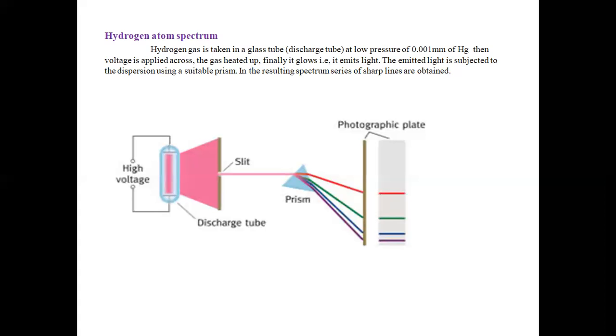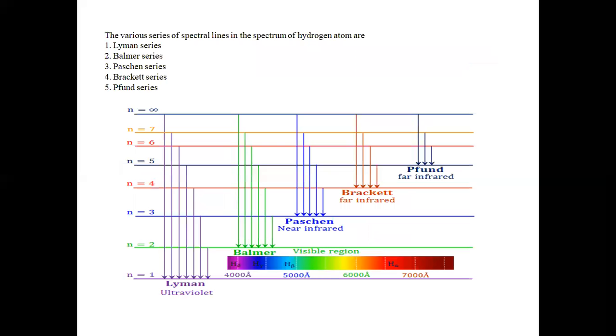The various possibilities by which the electrons fall back from various excited state energy levels to the lower energy levels is called electronic transitions. You can see here in the diagram, these are the energy levels. We have given n equal to 1, 2, 3. These are the different energy levels.